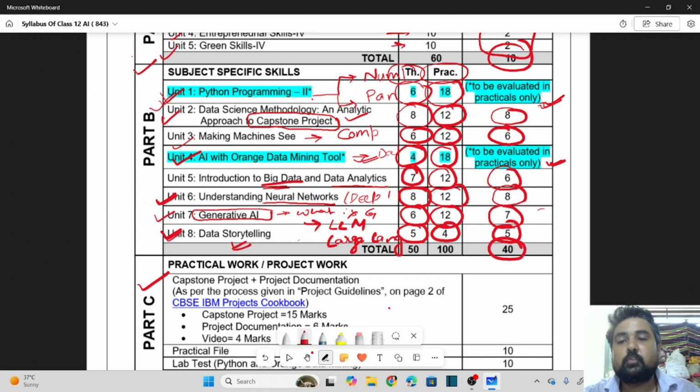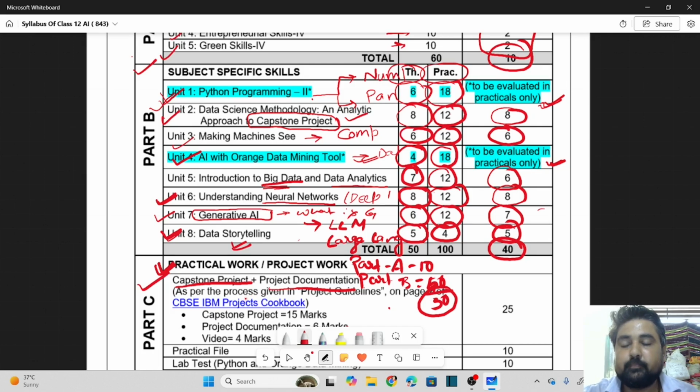Total is 40 marks. So you have seen that part A contains 10 marks, and part B contains 40 marks. The total is 50 marks. 50 marks is your theory, and the remaining 50 marks come under practicals. Okay, so practical projects may be helpful for you. First is the capstone project and project documentation, which you have been given here. Now you have to create the following: a minimum of 6 Python programs, and a minimum number of programs using Orange data mining tools. These are the two topics that may be covered, and you must go through them.